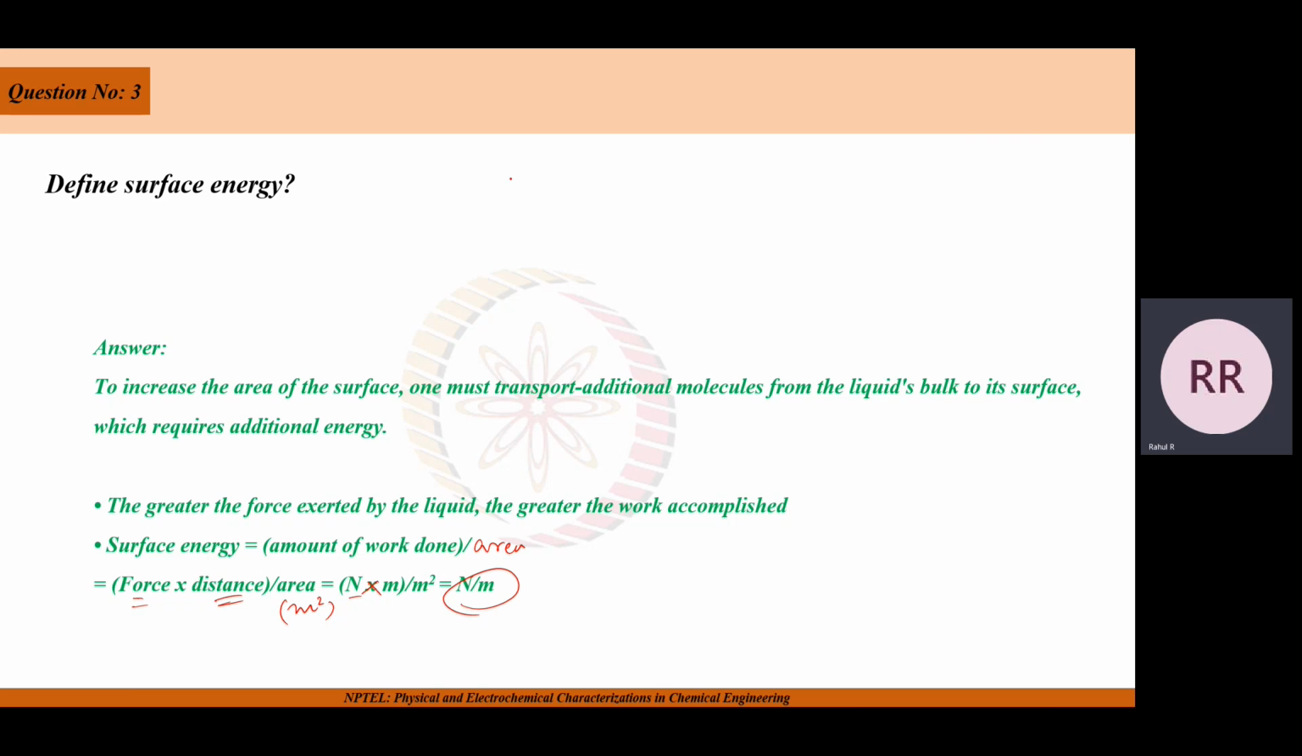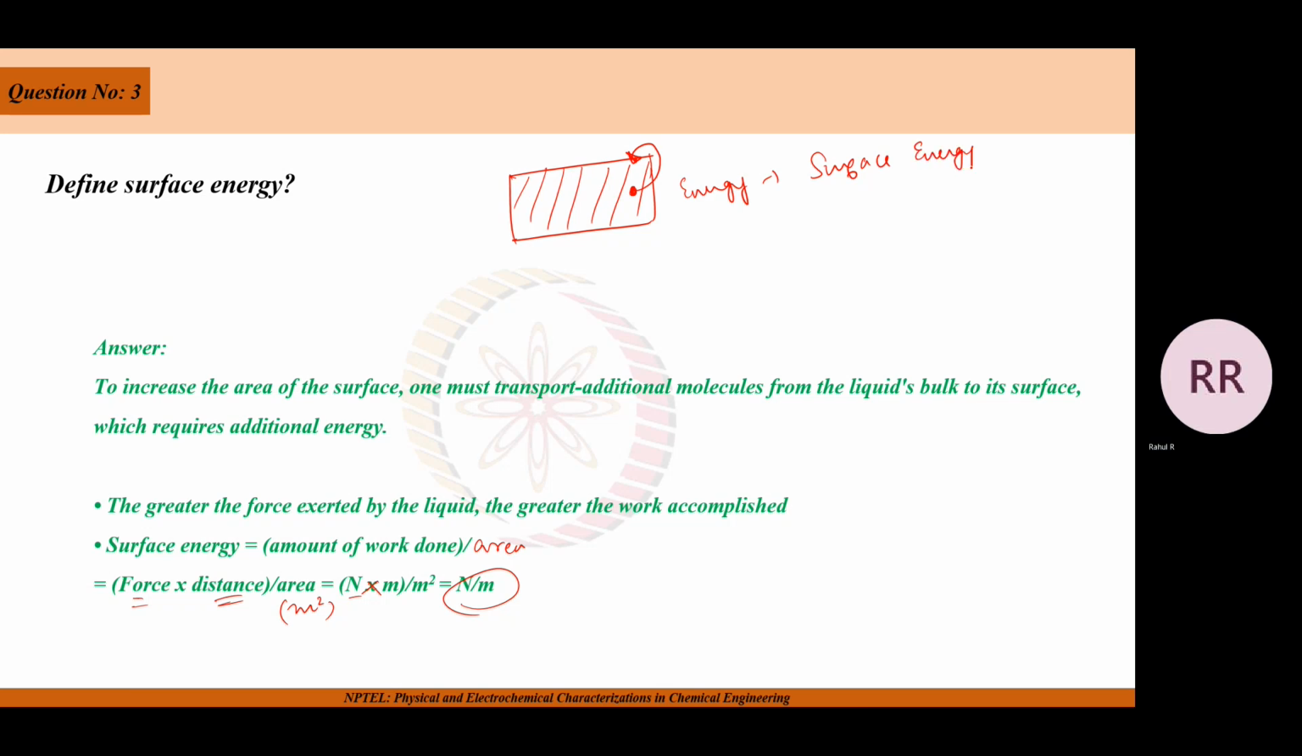So if we have a liquid and we need to move a molecule from somewhere down here to its surface, we have to take it to its surface. What is the energy that is required? This corresponding energy is called the surface energy. Okay, I hope you understood this.